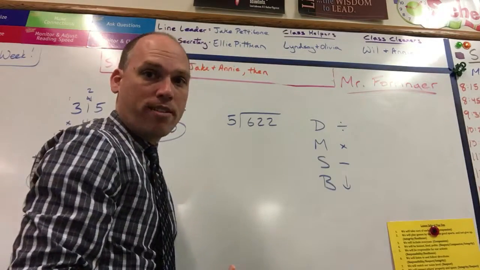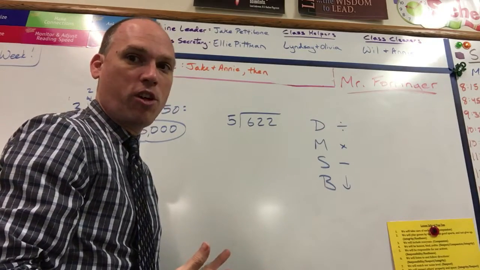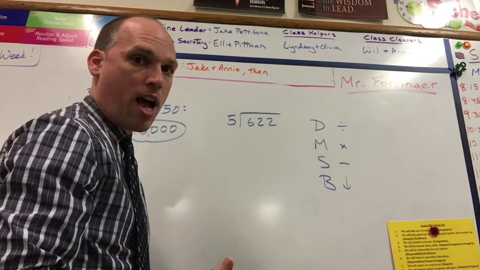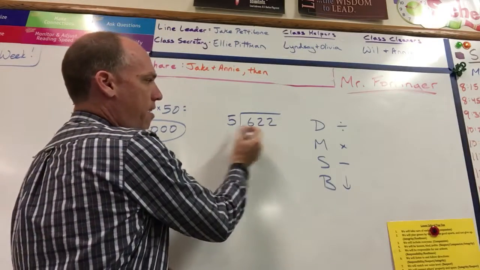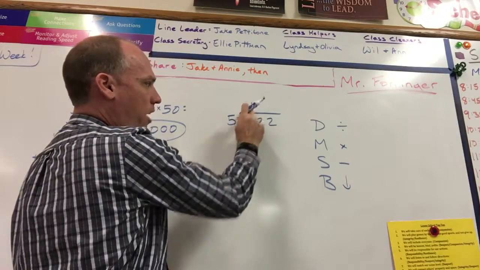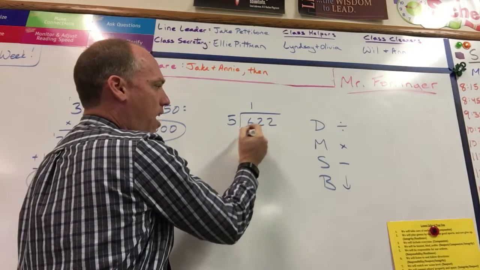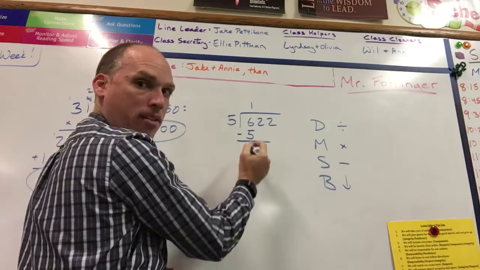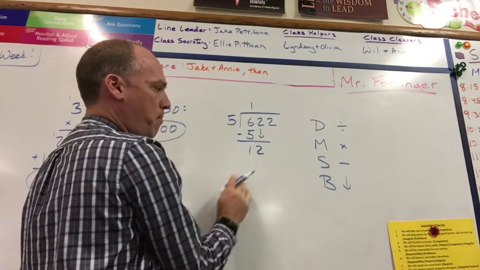Dividing, we can also estimate. We can see that 5 goes into 622. It's going to go in over 100 times, so we should think about if our answer is going to be reasonable or not. 5 divides into 6 one time, writing the 1 right over the 6. 1 times 5 is 5. 6 minus 5 is 1. Bring down the next number.